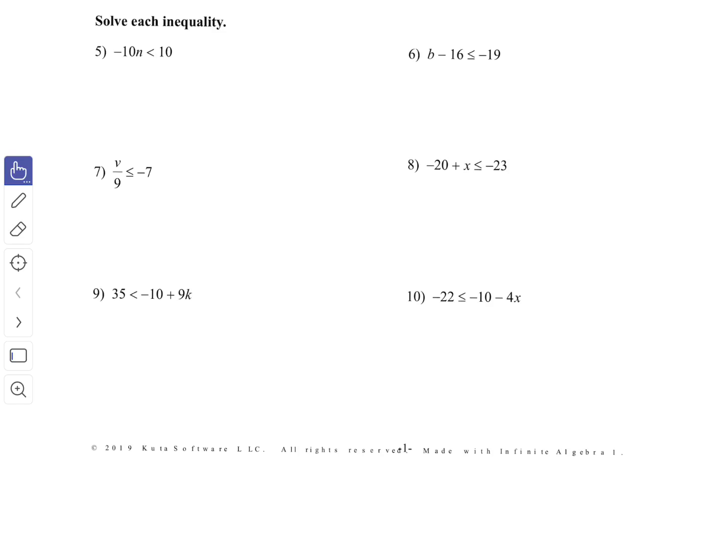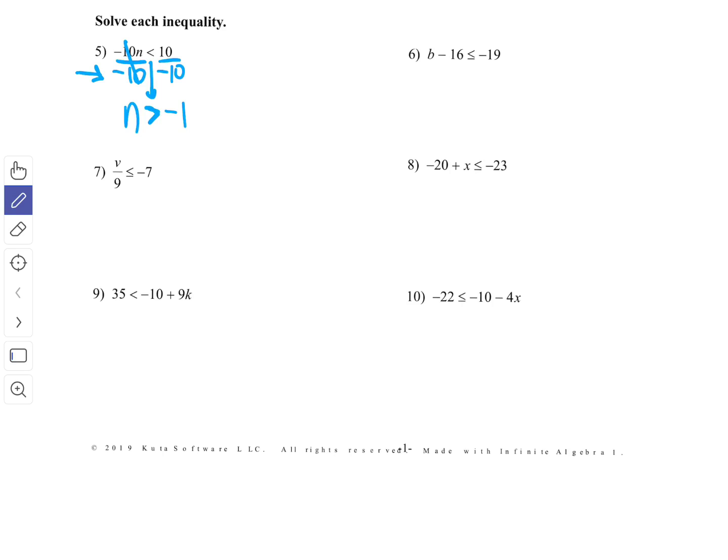So let's get started. All right, so we've got -10n is less than 10. So it's -10 times n, so we need to separate it by dividing by -10. Now look at this number here. Is it negative? It is. So that means our inequality has to change direction. That becomes 1, so we have n is greater than 10 divided by -10, which is -1. And that's all we had to do for that one.